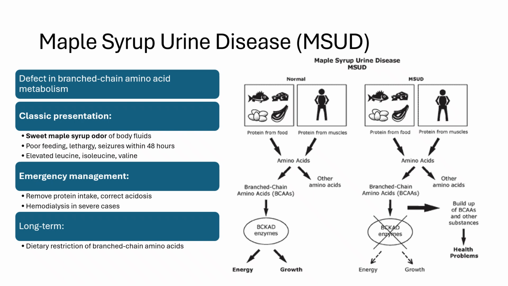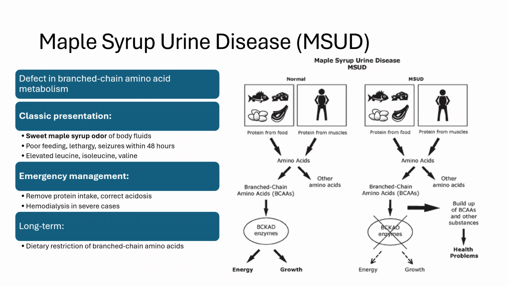Maple syrup urine disease attacks rapidly and lethally without prompt recognition. The defect involves branched-chain alpha-keto acid dehydrogenase, blocking metabolism of leucine, isoleucine, and valine. These essential amino acids accumulate along with their toxic metabolites, creating metabolic havoc within hours of protein intake.